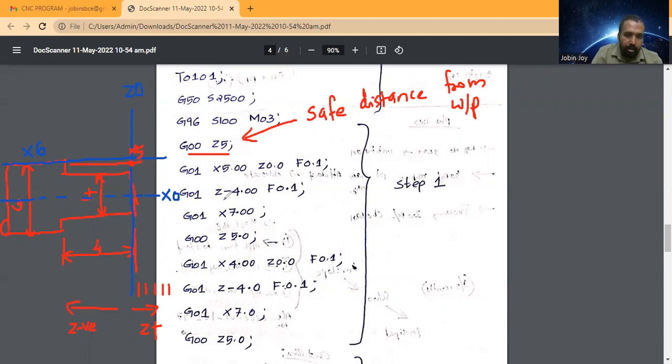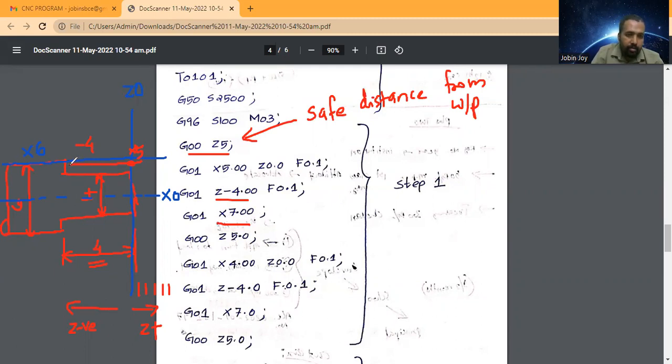So from this point G0 Z minus 1. This is Z0. So the tool will move from this up to here. So what about this distance? 4. So minus 4. So the tool will reach here. Now this diameter changed to 5. Initially the diameter is 6. Now the diameter changed to 5. Then after that I will retract the tool.